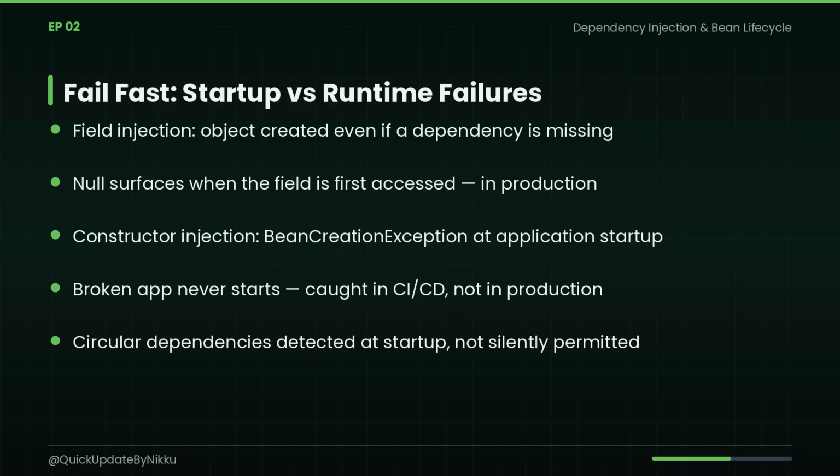Failing fast is a core principle of resilient system design. With field injection, a misconfigured or missing bean lets the application start successfully. The problem only appears when that null field is accessed, which could be deep in a business-critical path, under load, at a time when diagnosis is hardest. Constructor injection enforces fail-fast behavior. If any dependency cannot be satisfied, the application refuses to start. Your deployment pipeline catches it, not your users. As a bonus, circular dependencies, which field injection silently permits, are detected and reported at startup too.